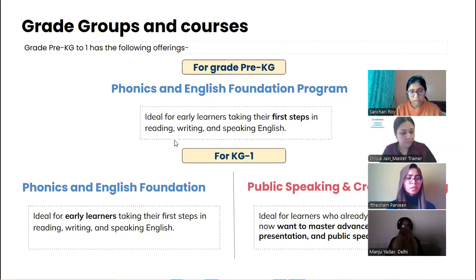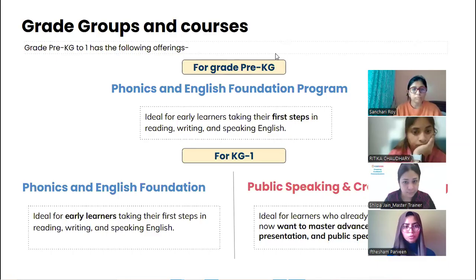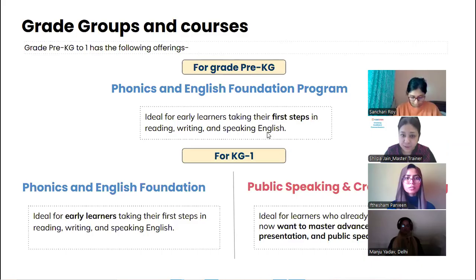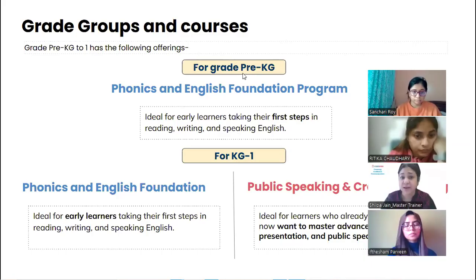Grade pre-KG to 1 has the following offerings. For grade pre-KG, Phonics and English Foundation program, ideal for early learners taking their first steps in reading, writing, and speaking English. So here we have introduced the Phonics program also for learners who are in pre-KG and KG, because they are just starting their journey. They are taking their first steps to master reading, writing, and speaking English.